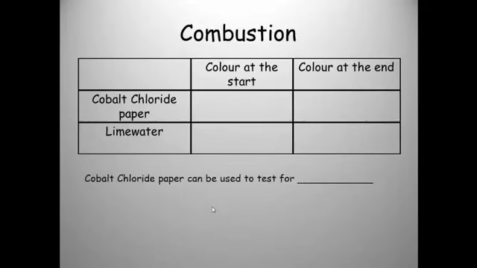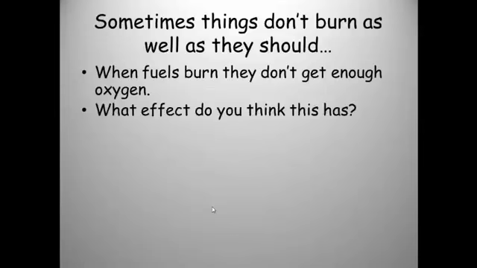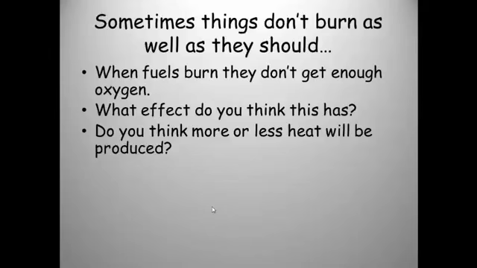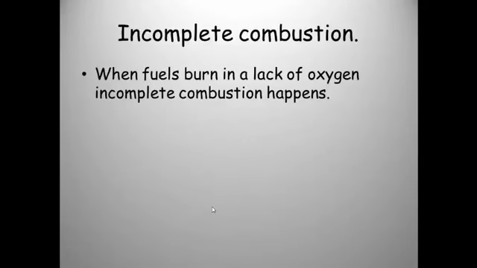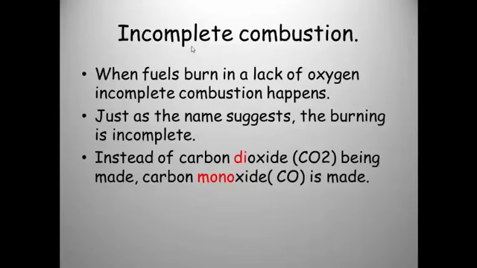Now, if you don't have enough oxygen, then you don't get carbon dioxide produced, you get carbon monoxide produced, and a lot less heat is actually made as well. This is called incomplete combustion. Incomplete combustion happens when you don't get enough oxygen getting to the flame. So instead of making carbon dioxide, carbon monoxide is made instead.